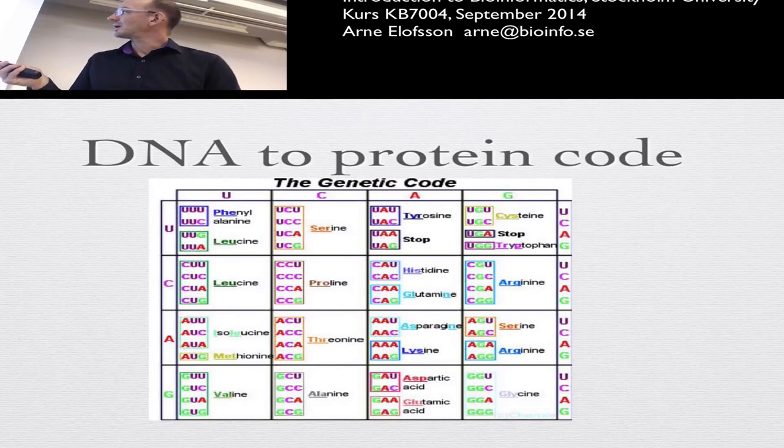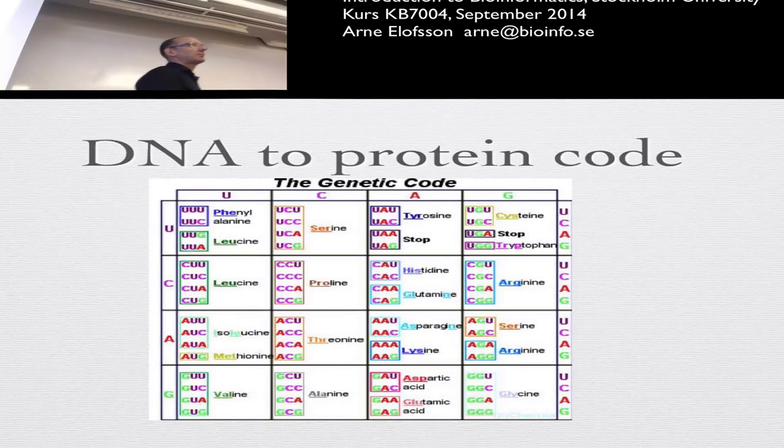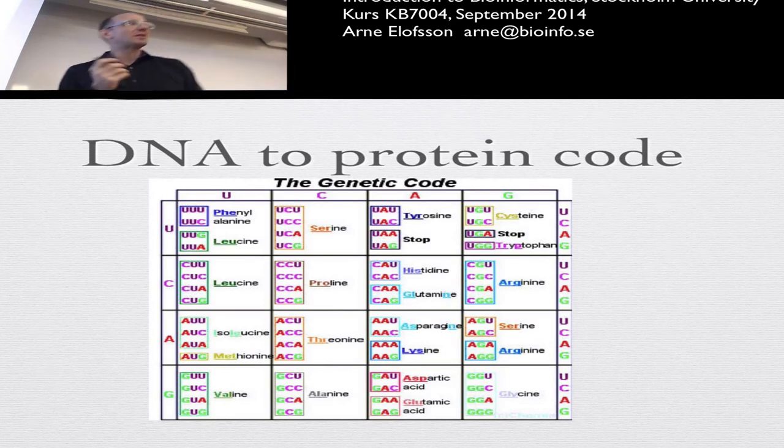So the proline here has 4 different codons, so as soon as you start with CC, it doesn't matter what the third letter is. You can always make a proline. If you have, on the other hand, tryptophan, you have UGG, you only have one single code for it. If you change the last one, something else will happen there. But in general, the third position is less informative than the other ones. In most cases, you can change them often.